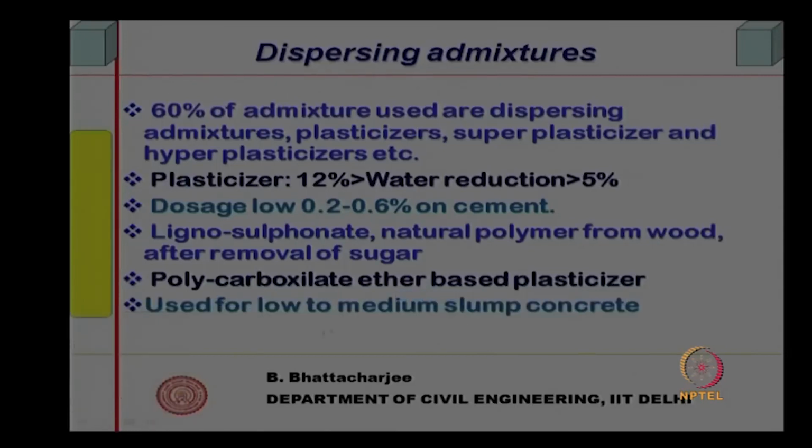Their use is usually for low to medium slump concrete. Now, slump is a terminology we have not introduced to you at the moment. It is a terminology related to the workability of fresh concrete. We will discuss this sometime later on. So, generally they are useful for low to moderate slump concrete.